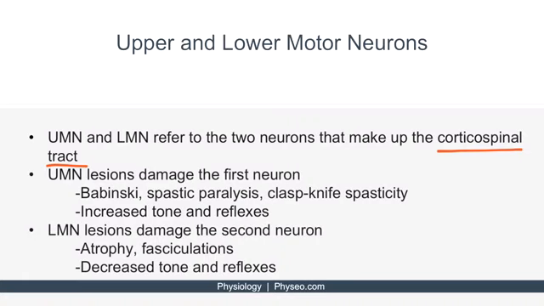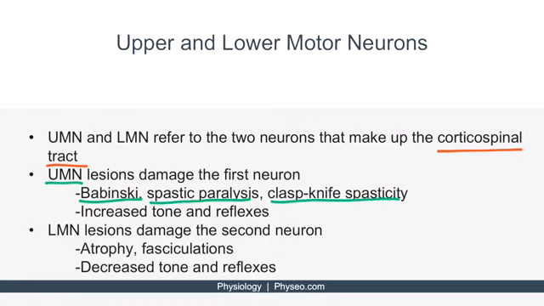So signs of upper motor neuron damage would be the Babinski reflex. And this is where the bottom of the foot is stroked and the patient's big toe ends up pointing up, as in upper motor neuron. Now, the Babinski reflex is normal in infants, but it's not normal in adults. The patient's feet should squeeze down and toes point down. So if you get the Babinski reflex in an adult, you're thinking about upper motor neuron damage. Another symptom is spastic paralysis and clasp knife spasticity.